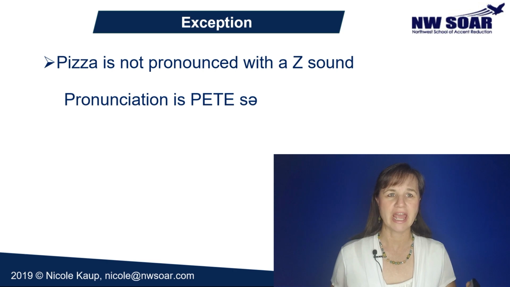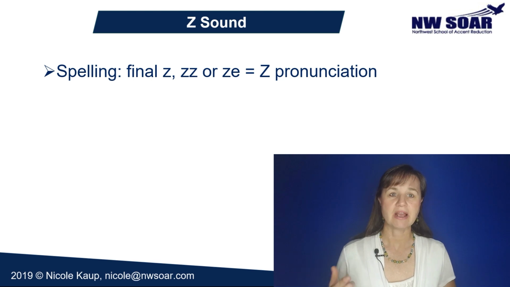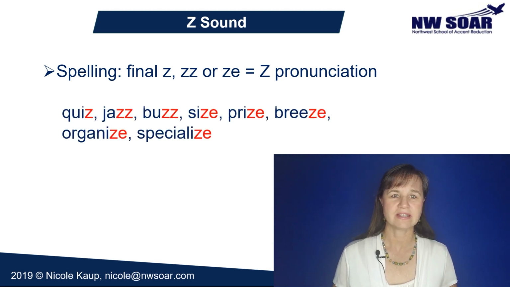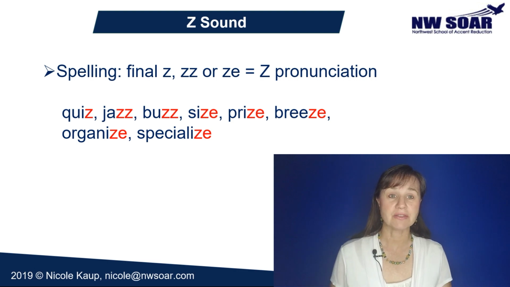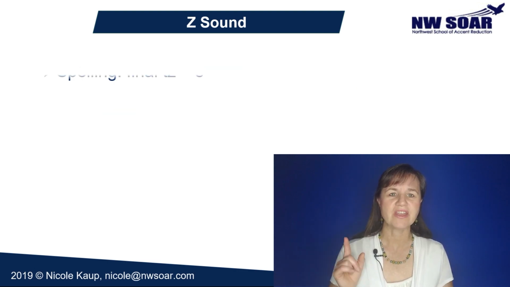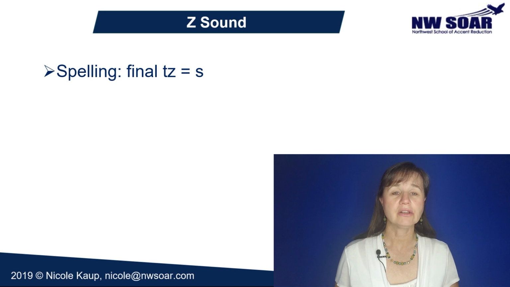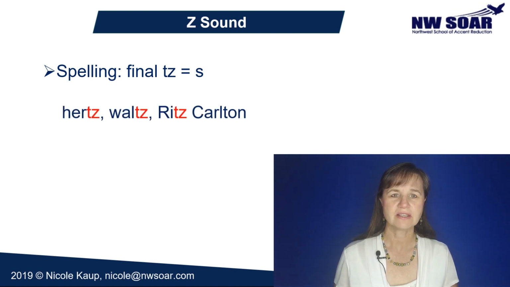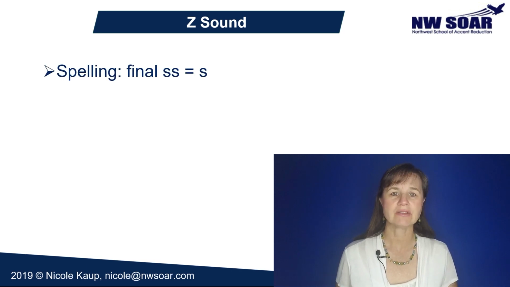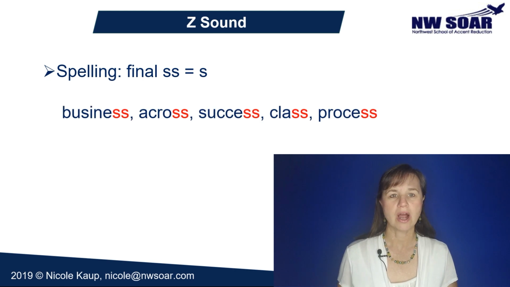Now let's look at word endings. If a word ends in ZE or Z, it's pronounced Z. Examples include quiz, jazz, buzz, size, prize, breeze, organize, and specialize. An exception to this rule are the few words that end with TZ. Now those are pronounced with an S. These are rare and include words like Hertz, waltz, and Ritz-Carlton. Now if a word ends in a double S, it's pronounced S, like in business, across, success, class, and process.